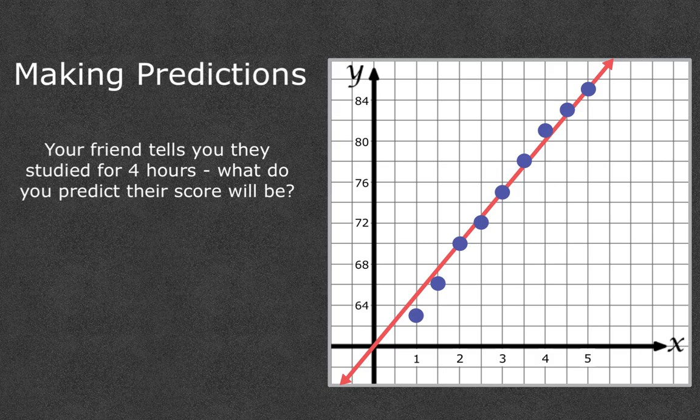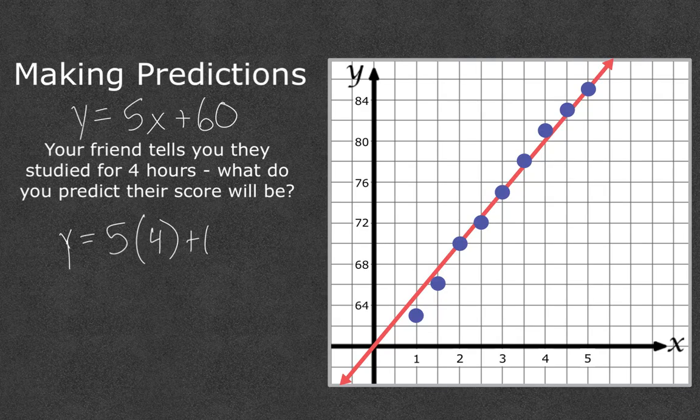Since we have the equation for our line of best fit, which is y equals 5x plus 60, we can use that to predict the test result of any number of hours of studying. So if our friend tells us they studied for 4 hours, we can go ahead and plug that into our equation. Y equals 5 times however many hours, so 4, plus 60. If we do that math, we have 5 times 4 is 20, plus 60. We predict that our friend is likely to get an 80 on their test.